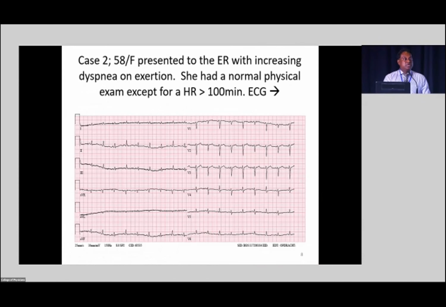So we move on to the next case. It is a 58-year-old lady who came to the emergency with increasing dyspnea on exertion over a period of 2 months' duration, and she had a normal physical examination except for a pulse rate above 100, and I can tell the blood pressure was 110/70.